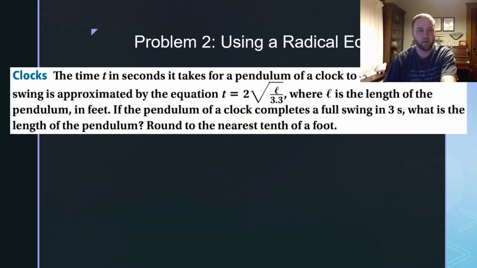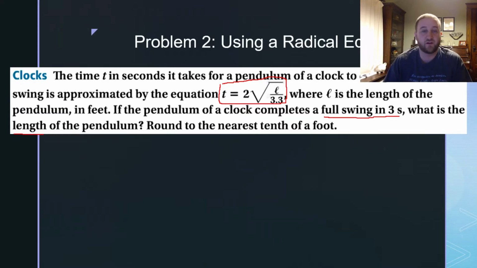Okay? All right, problem 2, using a radical equation. The time t in seconds it takes for a pendulum of a clock to complete a full swing is approximated by the equation t equals 2 radical L over 3.3, where L is the length of the pendulum in feet. If the pendulum of a clock completes a full swing in 3 seconds, what is the length of the pendulum?